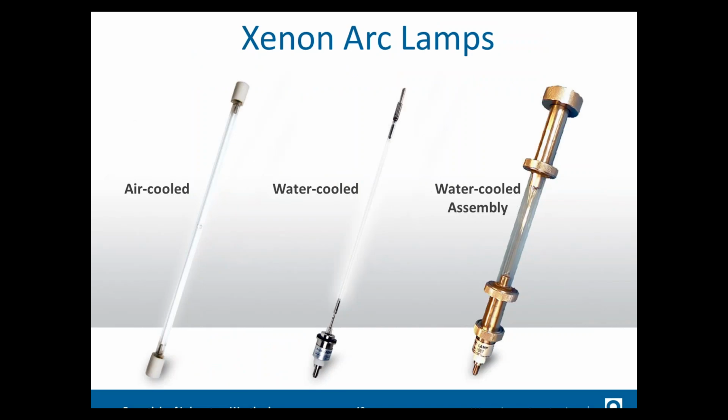These are some examples of xenon arc lamps. The two primarily used functions for that are air-cooled, which is cooled by blowing lots of air across them, or water-cooled, which are cooled by running very clean distilled deionized water over the surface of them. And on the right is kind of an assembly that shows you where the water passes.